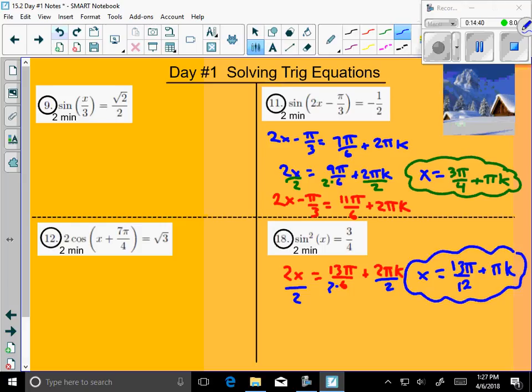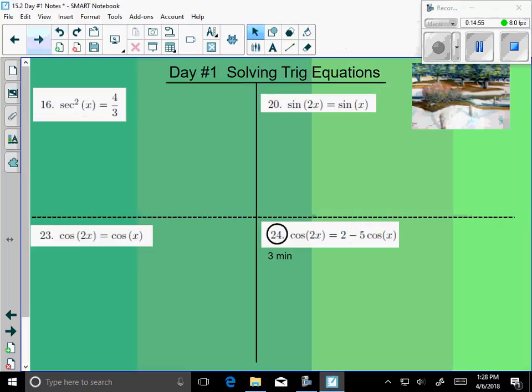If I wanted the solutions between 0 and some number, I'd just have to iterate using k equals 0, k equals 1, k equals 2, and then cut it off when it goes beyond whatever the end of that restriction is.